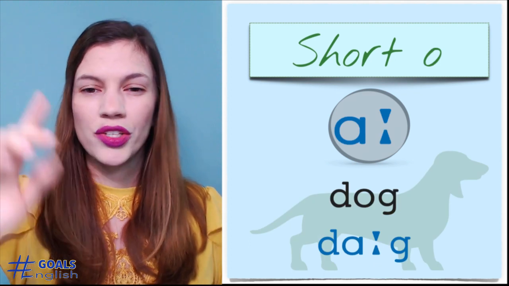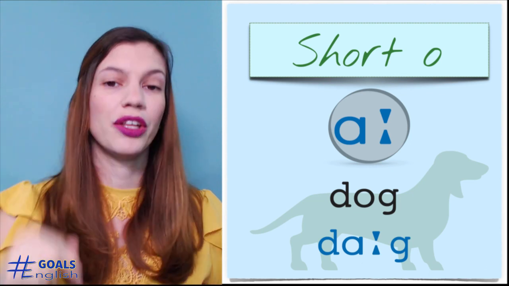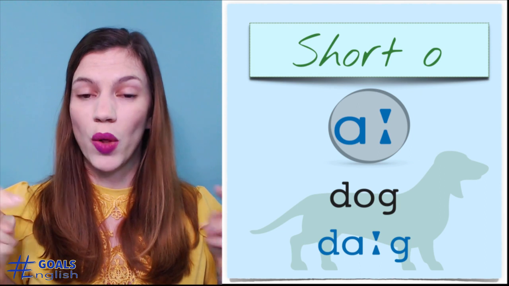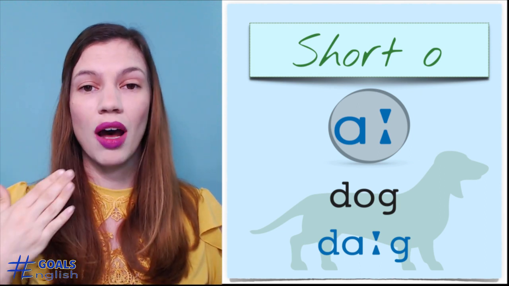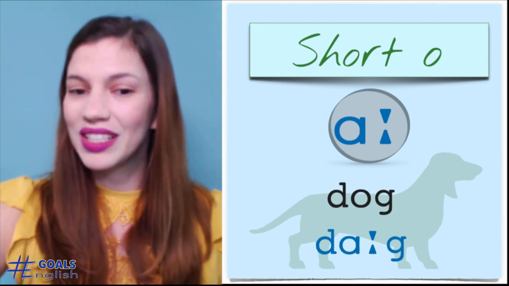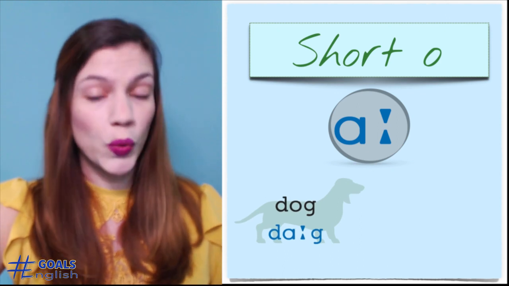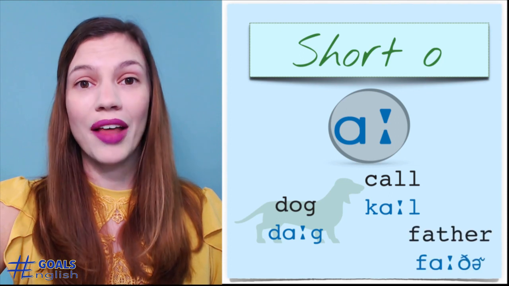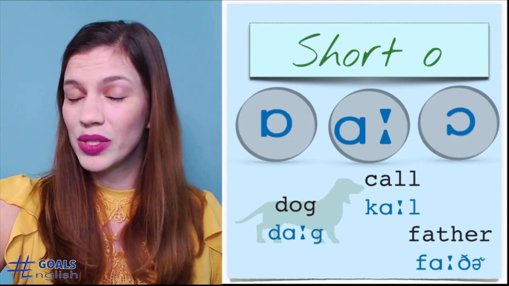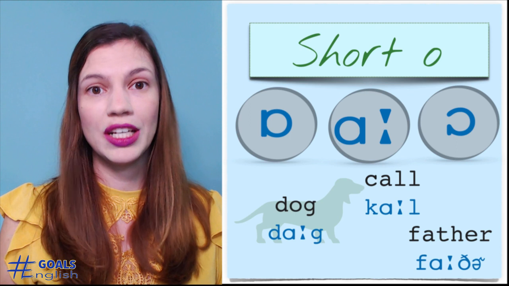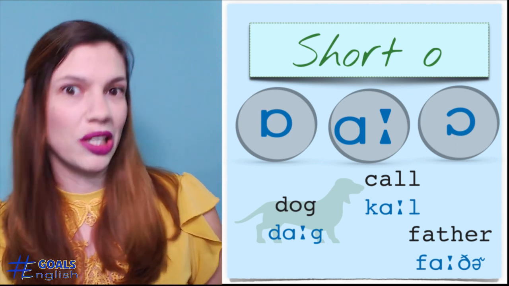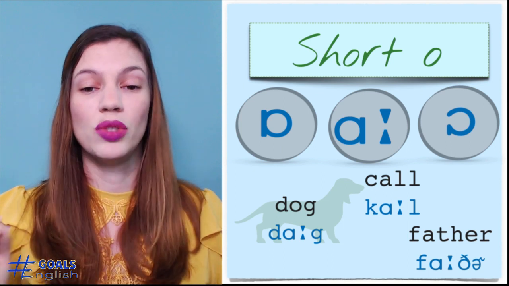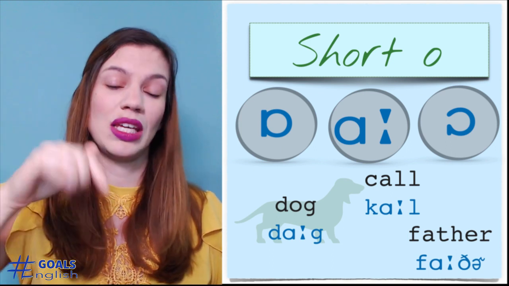Okay, short O, dog. So you see those triangles pointing at each other? That indicates length. So even though this is called a short vowel, it's actually a longer sound. Dog. It's helpful to realize that a lot of short O words are spelled with an A, like call and father. You'll also see these two symbols sometimes, but that's usually an indication that you're in a British dictionary. For most general English dialect, those have combined to the single sound ah that you see in the middle symbol.